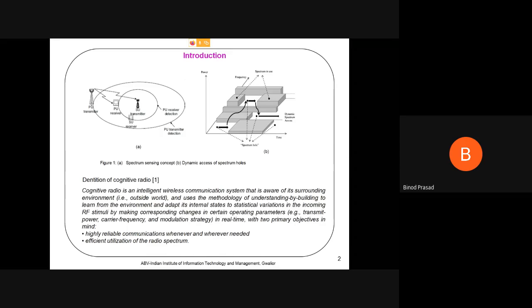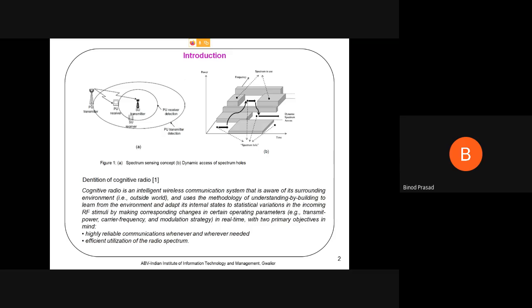By definition, cognitive radio is an intelligent wireless communication system that is aware of the surrounding environment, that is the outside world, and uses the methodology of understanding by building to learn from the environment, and adapts its internal states to statistical variations in incoming RF stimuli by making corresponding changes in certain operating parameters like transmit power, carrier frequency, and modulation strategy in real time, with two objectives in mind: highly reliable communication whenever and wherever needed, and efficient utilization of the radio spectrum.